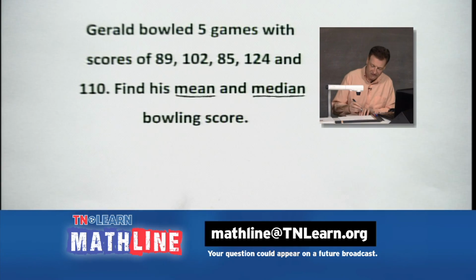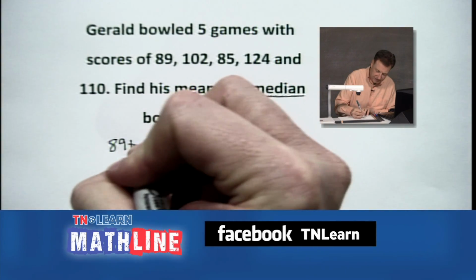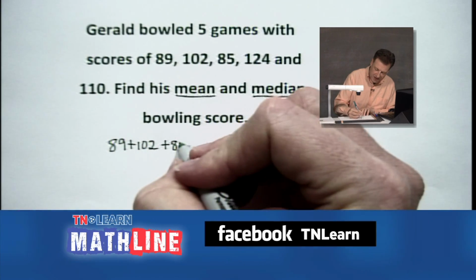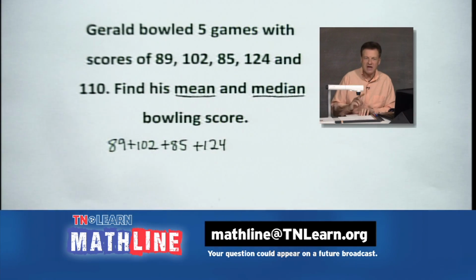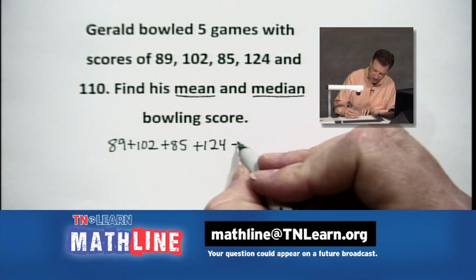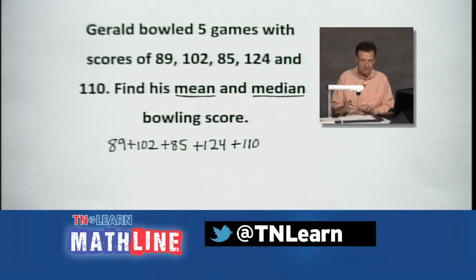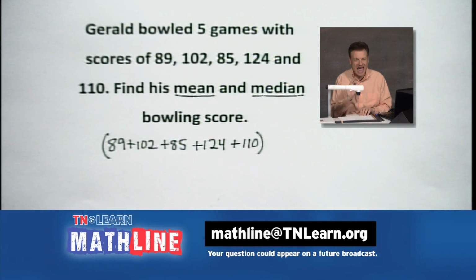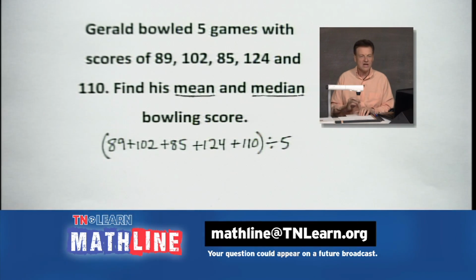We're going to pick up our 5 scores. There we go. We've got 89 plus 102 plus our 85 plus 124, and we get one more in there. How about our 110? Now, I can put a parenthesis around here because basically that's what we're going to do. We're going to look at kind of like an order of operations. We're going to add first, and normally you wouldn't do that, and then we will divide by 5, all right? So that's going to be our storyline.